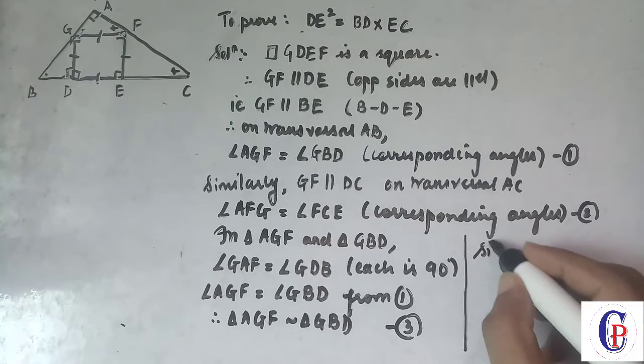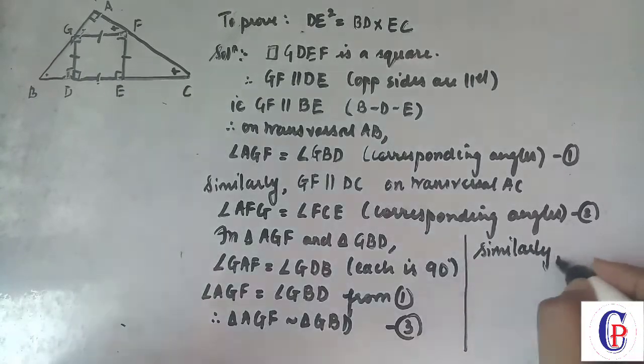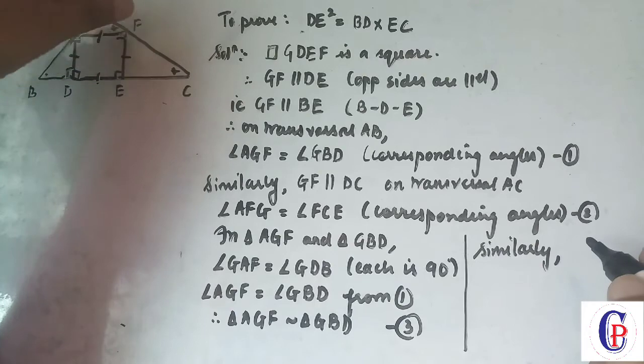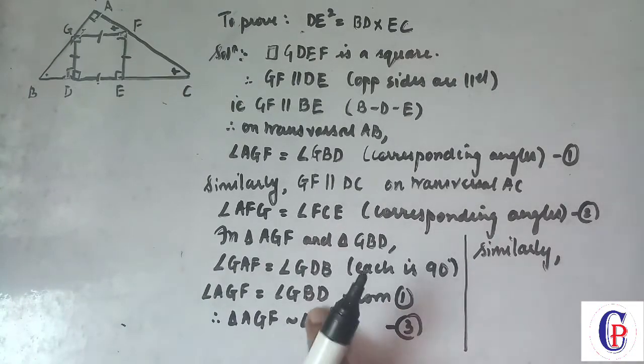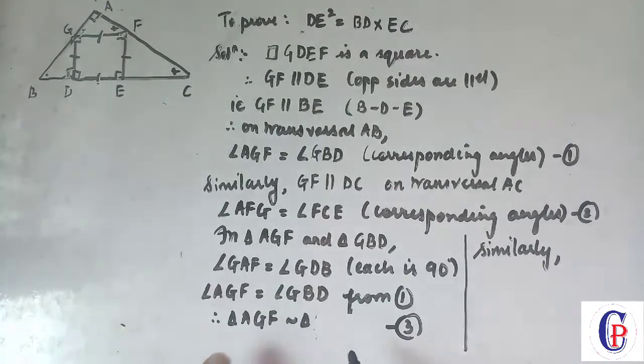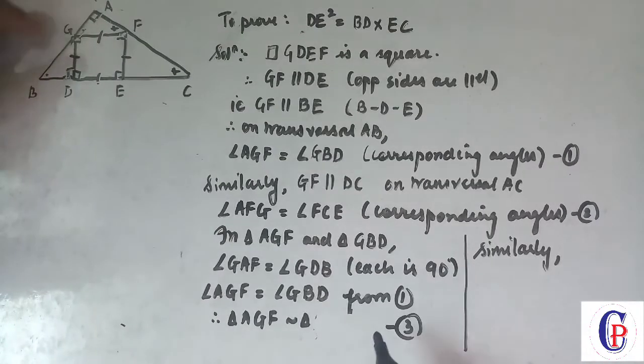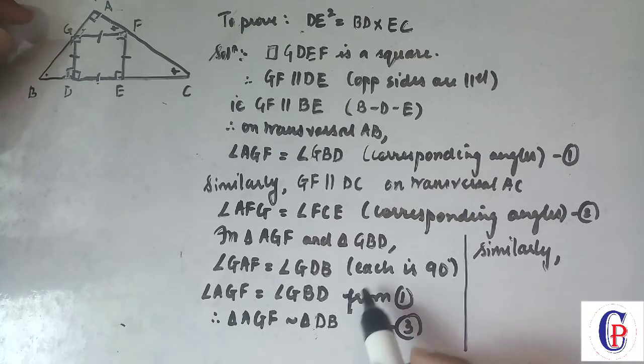Similarly we can prove that these two triangles are also similar. Now one mistake that I have made here is AGF and GBD. We have not written it in corresponding way. If I have written AGF, A should correspond with D, so here it should be D. G should correspond with B, so here B, and the remaining one is G.